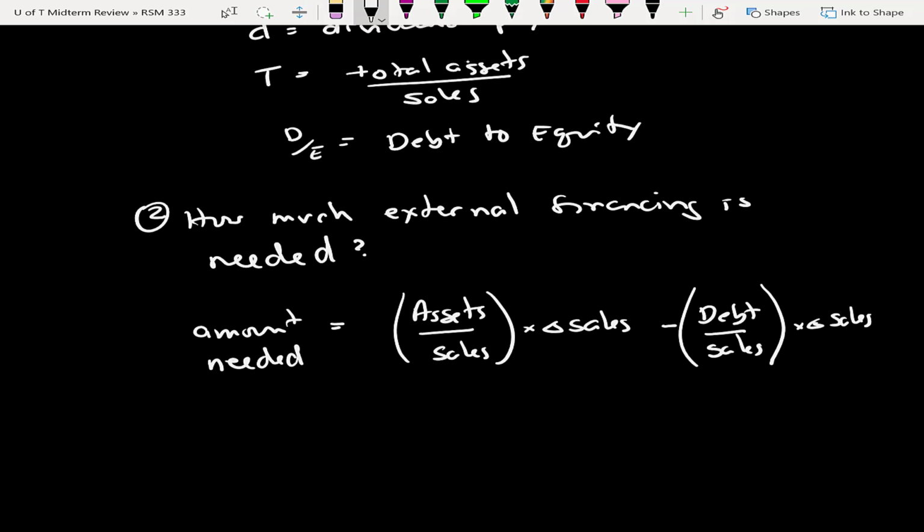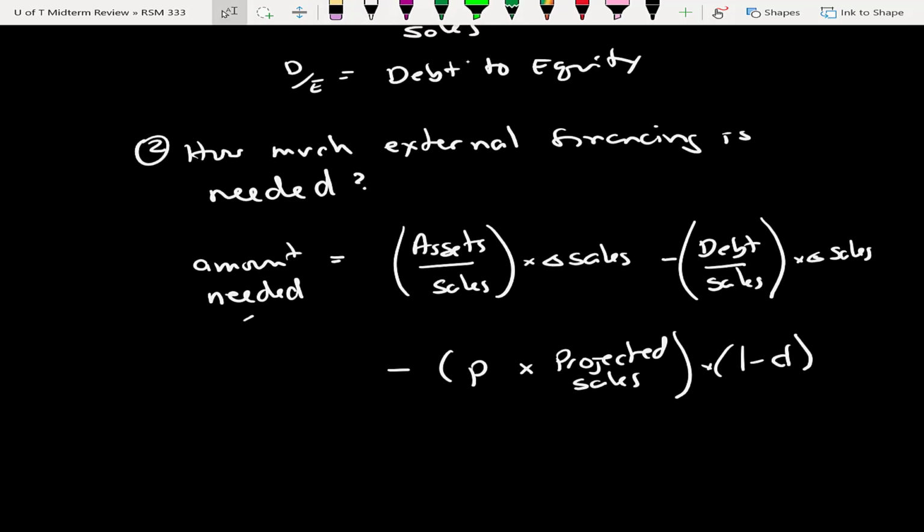Okay, and run out of room here, so I'll just put then minus at the next line P, which is your profit margin, times the projected sales. So that's the next year projected sales, times 1 minus D, which is the dividend payout ratio. Okay, so if you plug that in, this will give you a dollar amount calculation of how much money you need to raise by debt or equity, and whether you choose to do it by debt or equity depends on what your capital structure goal is.